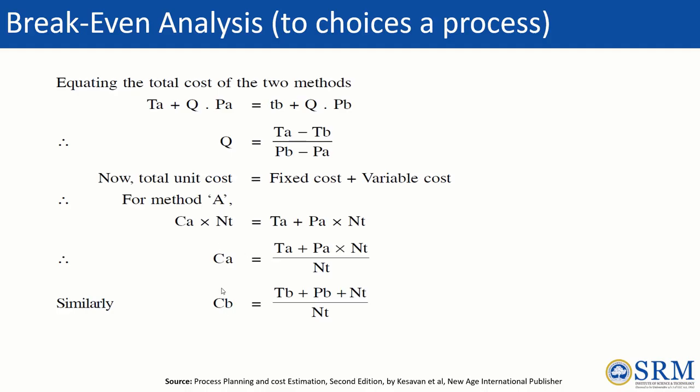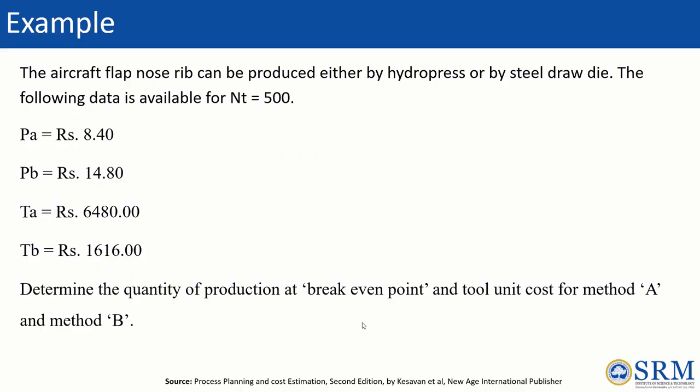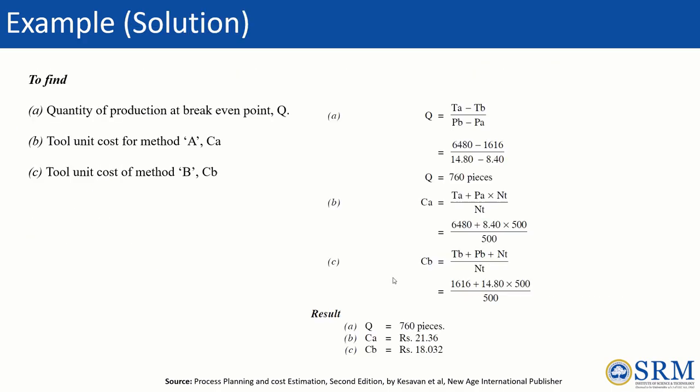Okay, so like that we can calculate the total unit cost, fixed plus variable cost, for method A: CA into NT is equal to TA plus PA into NT. From this we can calculate both CA and CB similarly, right? So we can apply those formulas in this aircraft example. The process with lower total cost for the required production quantity is selected. In this case, factors such as tooling cost, processing cost and production volume influence this decision.